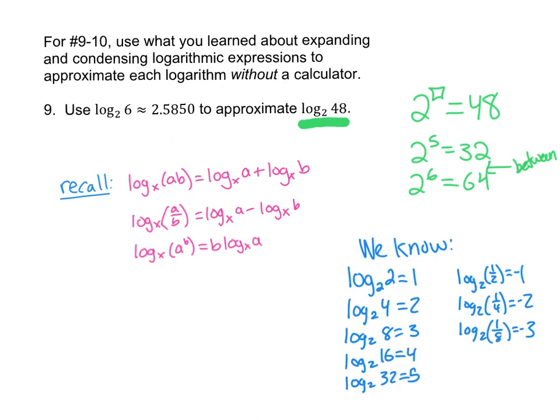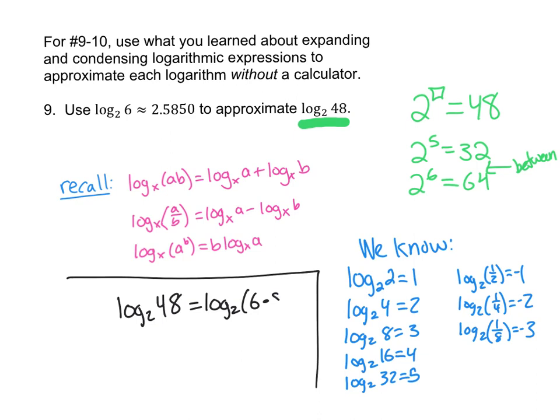So here's some log base 2's that we know. Log base 2 of 2 equals 1, log base 2 of 4 equals 2, log base 2 of 8 equals 3, etc. And I need to figure out how I can split this 48 into one of these that I know and 6. So I know that 48 is the same thing as 6 times 8. So let's write that. Instead of my problem, log base 2 of 48, let's write that as log base 2 of 6 times 8. Now using my rules, I can expand this so it's the same thing as log base 2 of 6 plus log base 2 of 8.